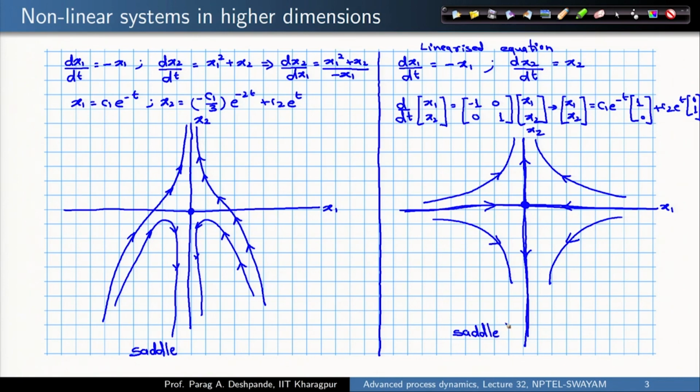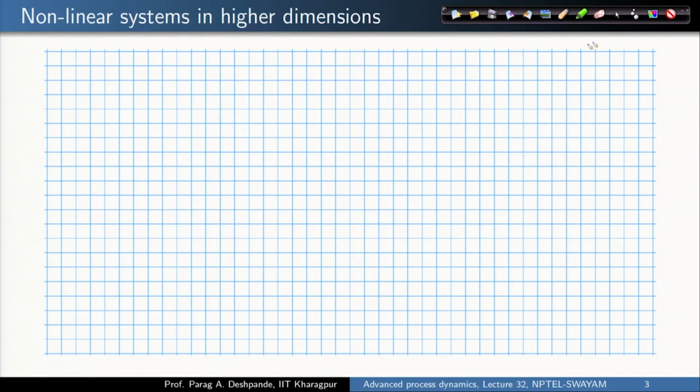So, therefore, very close to (0, 0), both the phase portraits give qualitatively similar behavior. At least qualitatively the behavior is very similar. Both of them show saddle solutions. Let us now take another example.